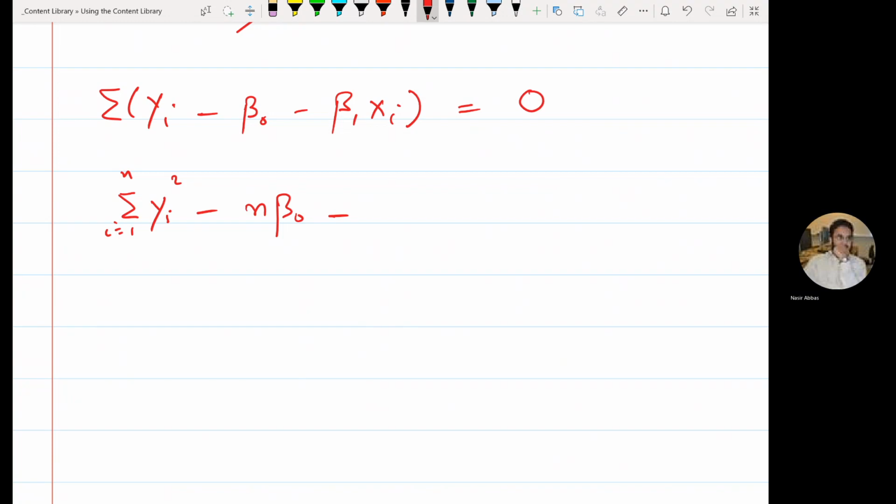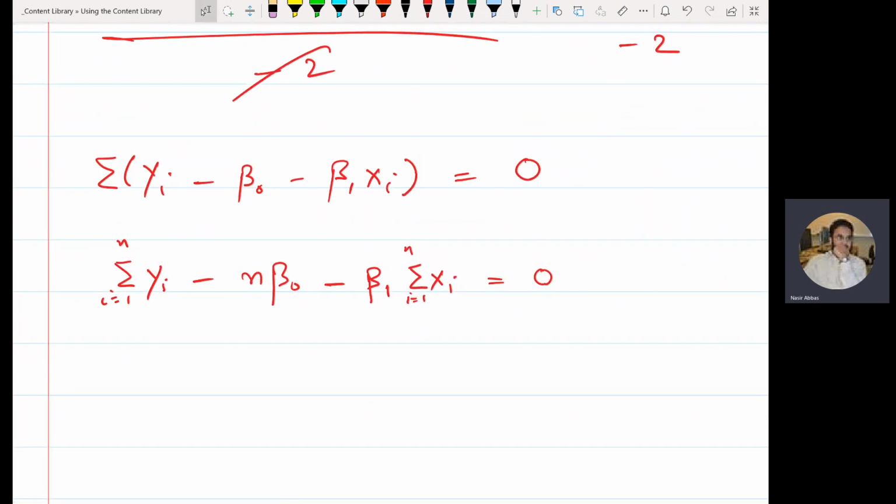Beta 1 times xi, is it a variable or a constant? A constant times variable is a variable, but the constant part can go outside. So beta 1 times summation xi. This is equal to 0. And by the way, the moment you put it equal to 0, the quantities become the estimated quantities. And this is called your first normal equation.